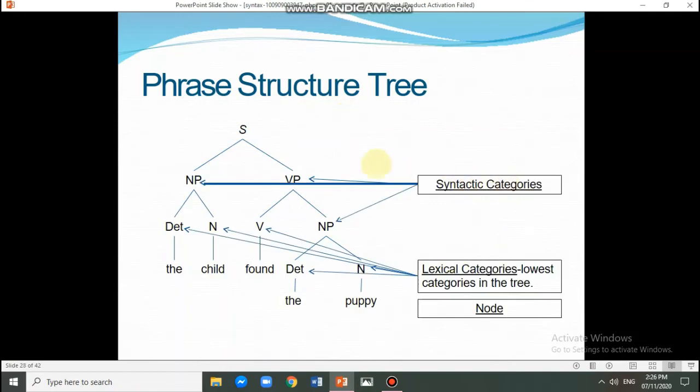This is the syntactic categories: noun phrase and verb phrase. The lexical categories, remember, are like if it's a verb, if it's a noun, if it's an adjective. Those are lexical categories. So these are the lexical categories. And always remember that all of these are important in identifying a tree diagram structure.